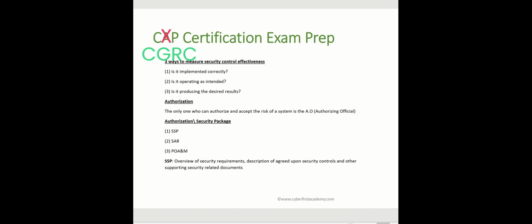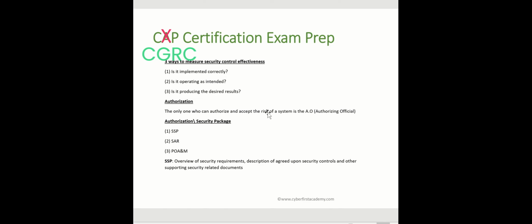Know that there are three ways to measure security control effectiveness. Number one, is it implemented correctly? Number two, is it operating as intended? Number three, is it producing the desired results? Or to be more specific, we say outcome. Okay, is it implemented correctly, operating as intended, or is it producing the desired outcomes?